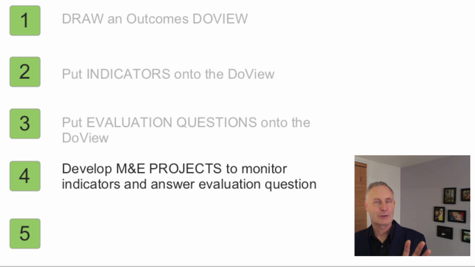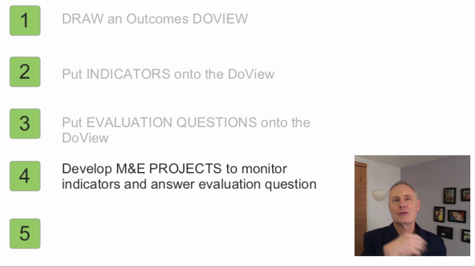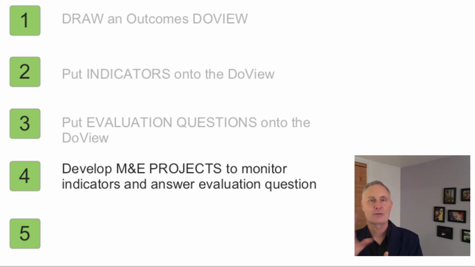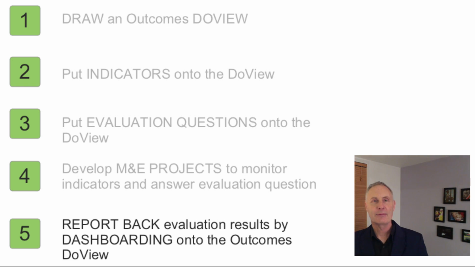The next step in the DoView process is to develop the monitoring and evaluation projects which will measure the indicators and which will answer the evaluation questions we've just identified. That's the fourth step. And the last step is to report back onto the same visual model the results of monitoring and evaluation, to dashboard those results so people can see what's happening about program progress over time.